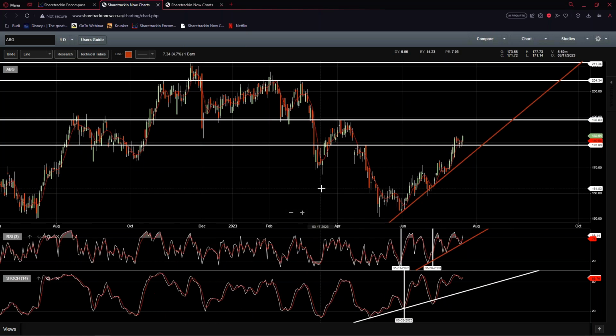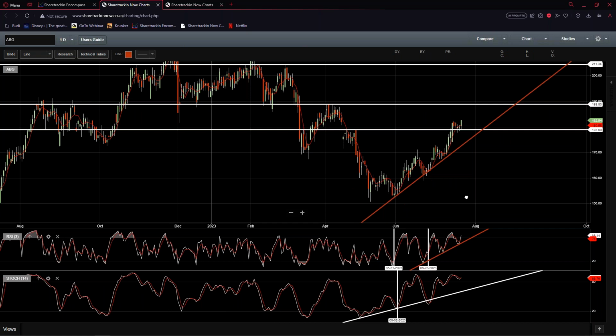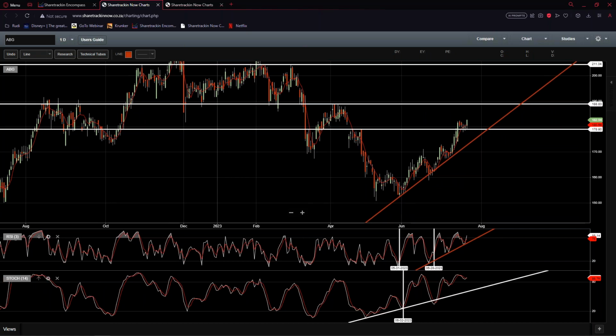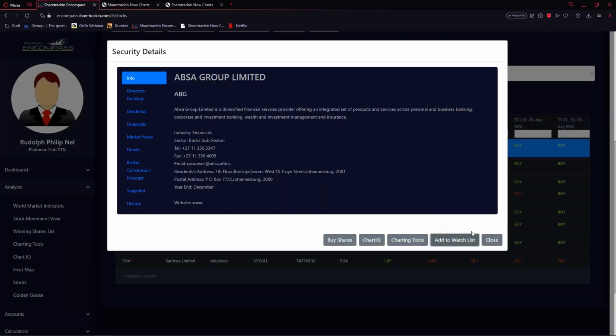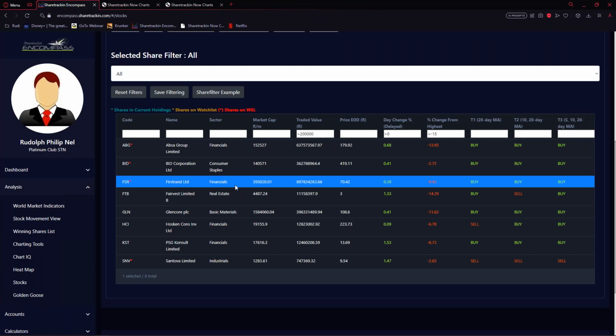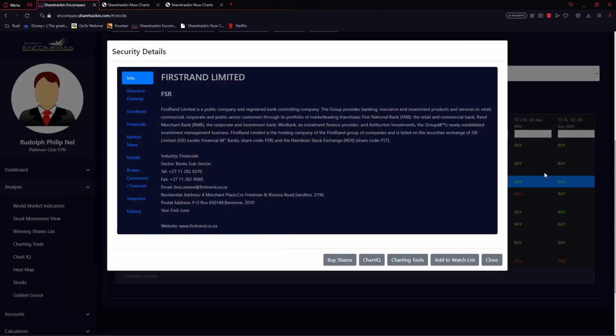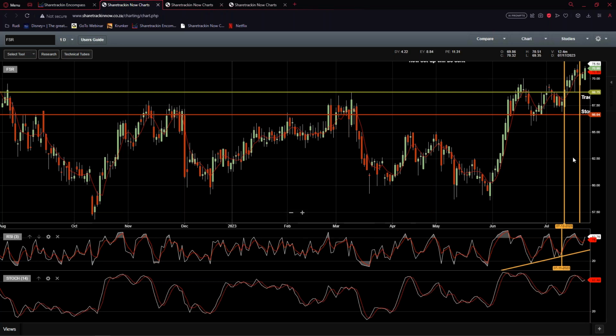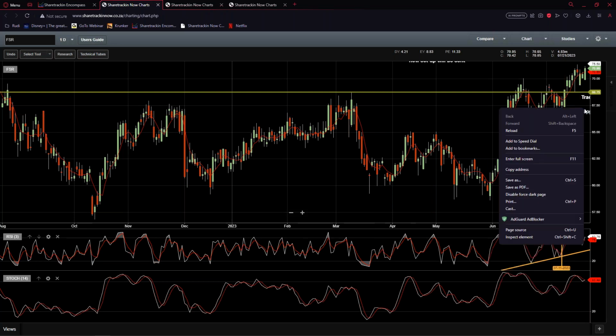So we've already determined with the share that it's had a breakout point. We've got a good trend, we've got the buy indications, everything is looking good. Let's take another example, FSR this time. First trade, another triple buy indication. If I go to Charts IQ, I'll just remove all our lines.